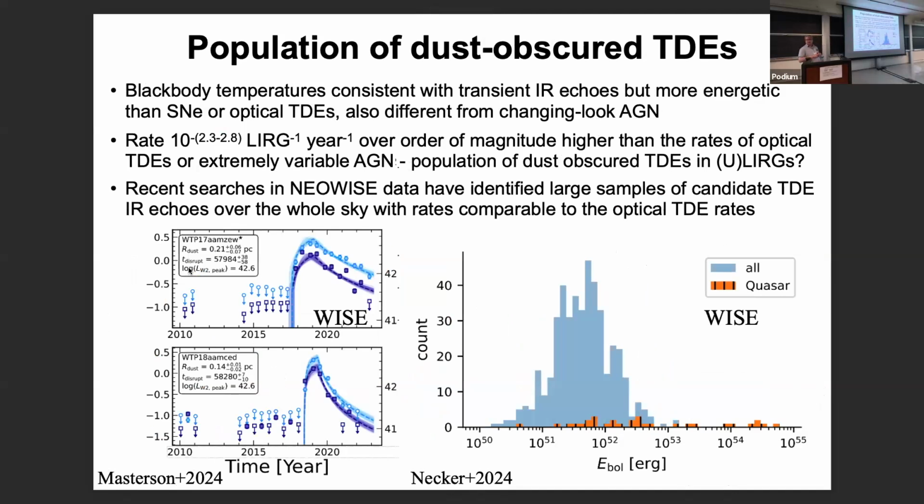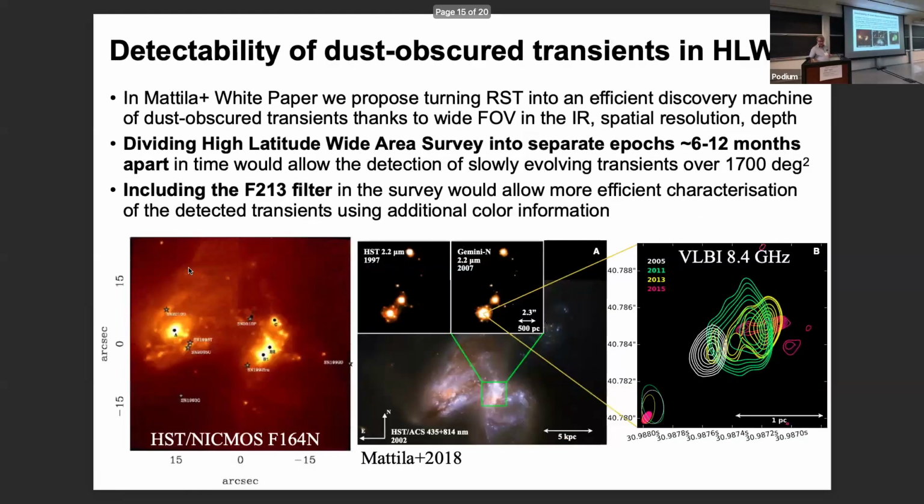Very recently there have been a couple more papers using WISE to observe similar transients in the nuclei of non-LIRG and non-ULIRG galaxies over the whole sky, and these are happening apparently at similar rates to optical TDEs. So I think very interesting results.